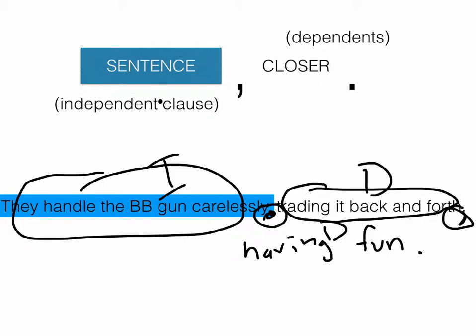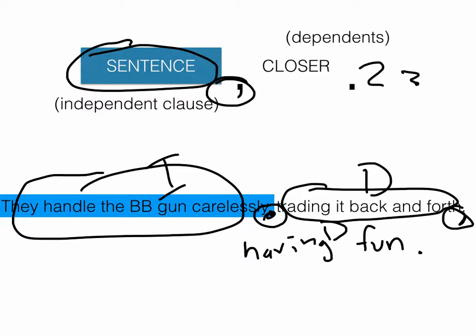So this week, we're going to be focusing specifically on this sentence framework. We're going to start with an independent clause, a complete sentence. You're going to use a comma, and then you're going to add a closer on the end, which means a dependent clause. And you can add one or two or three or however many you want.